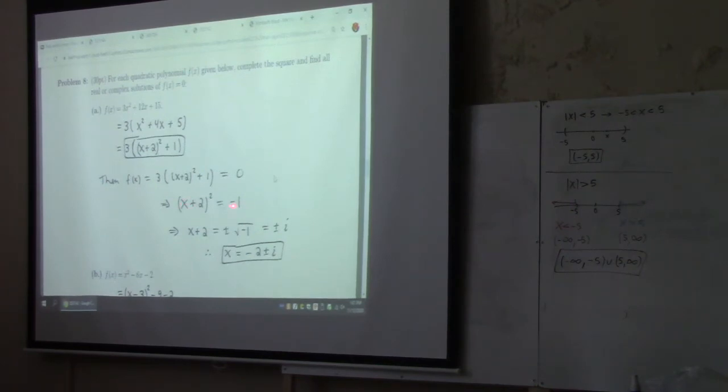(x plus 2) squared equals minus 1, which then when we take the square root, we get plus or minus the square root of minus 1, which is plus or minus i. So the solutions were minus 2 plus or minus i.